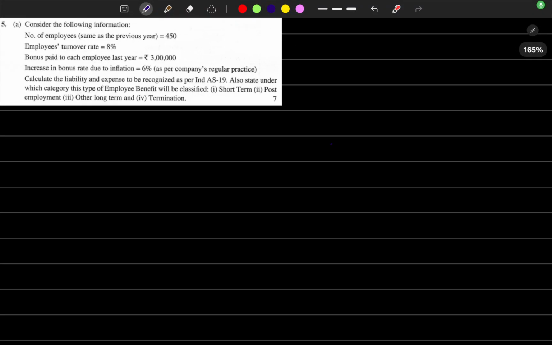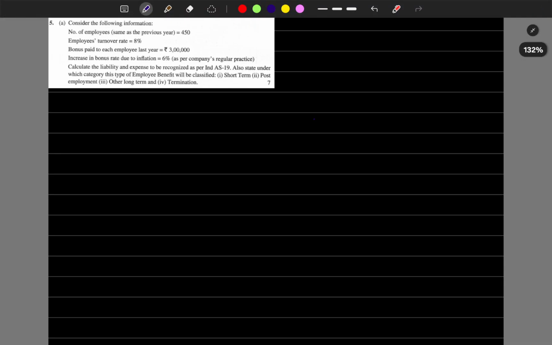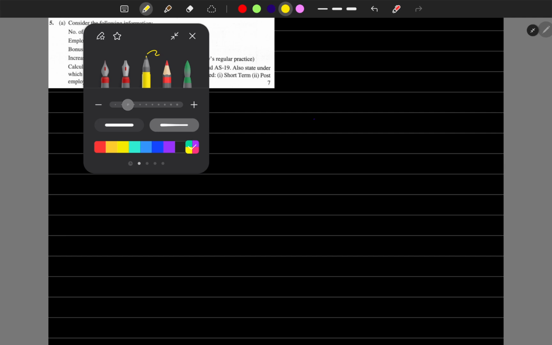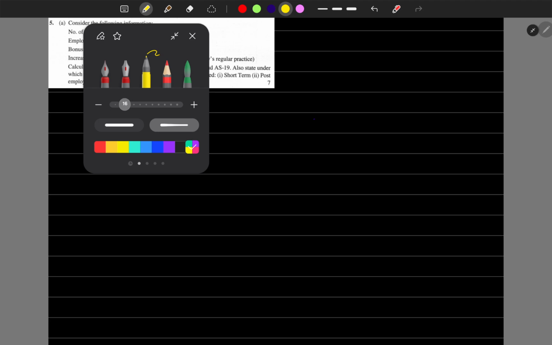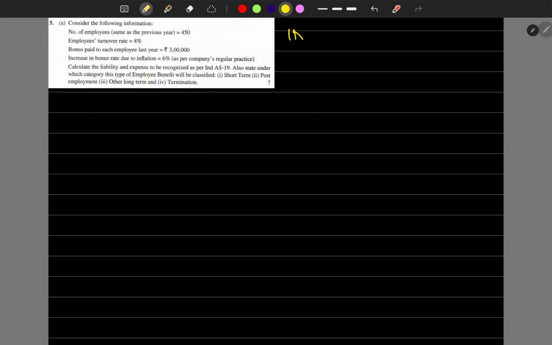Hey guys, welcome back. Today we are going to see one problem from IND AS 19, and this is one of the easiest problems. We can score full 7 marks in the exam without any effort, because the problem is like that. To understand this problem, we don't need any prior background or prior knowledge of IND AS 19, but I'll just give you a glimpse of it.